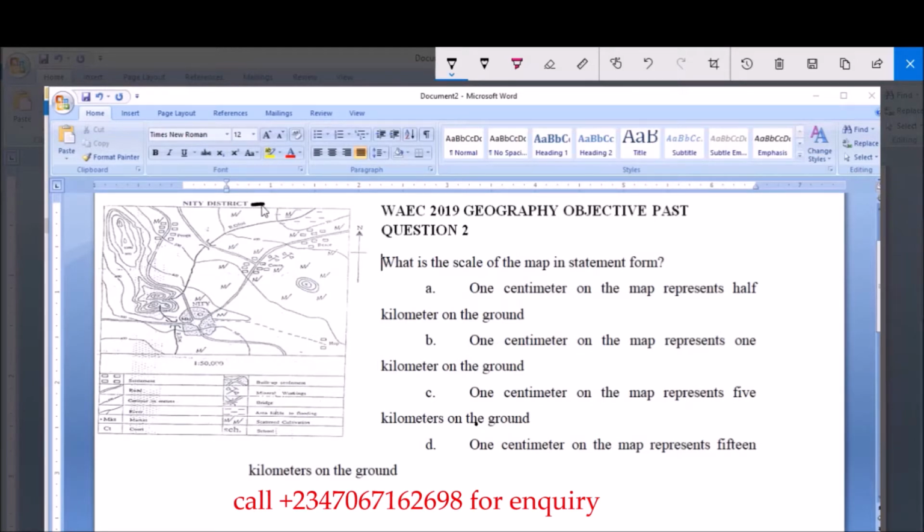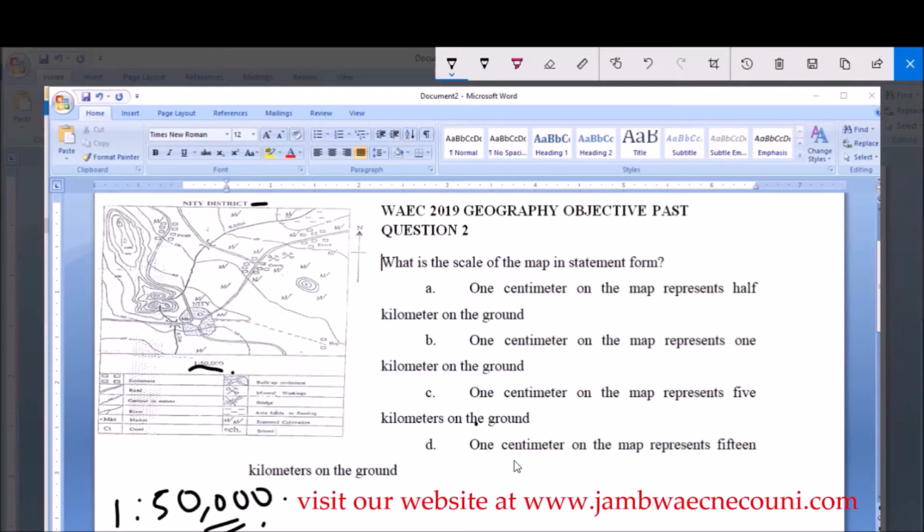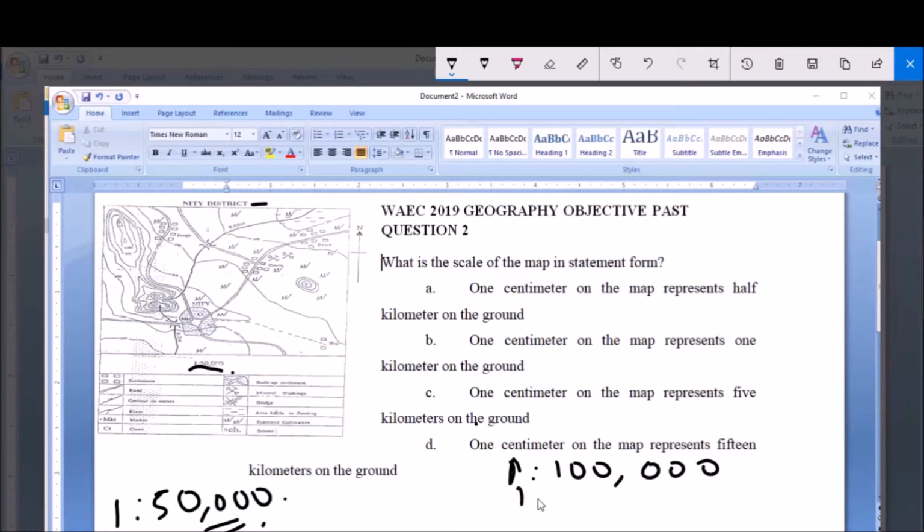Now we are looking at this map of Niti district, and this is the scale given to us in ratio form, which is 1:50,000. For the sake of reference, in map reading, 1:100,000 means 1 centimeter on the map represents 1 kilometer on the ground. This is usually the standard used in map reading, but now we have 50,000.